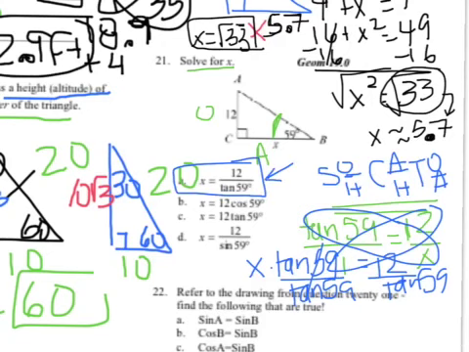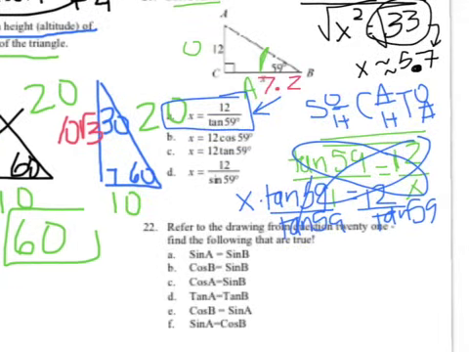That's the answer. In question number 22, it says refer to the drawing from question 21 above and find all that are true. And this says, is the sine of A equal to the sine of B? Well, hopefully you realize that's not possible, because the sine of A would be the opposite, which is 7.2 over the hypotenuse, and sine of B would be 12 over something. So these two are not the same.